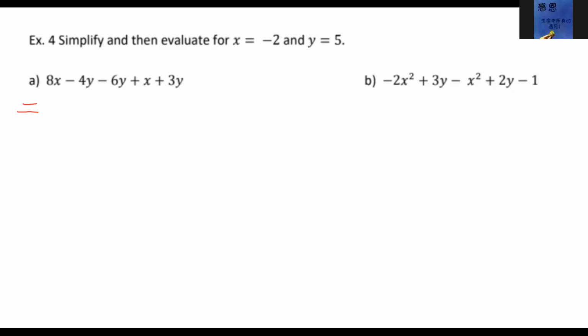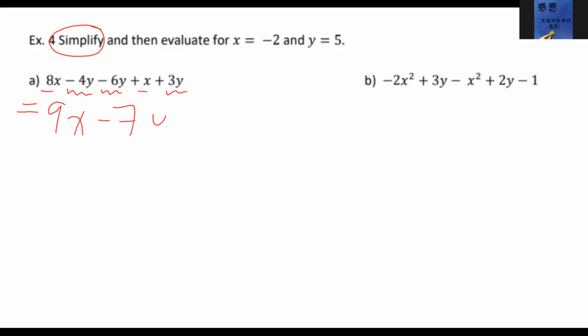Very nice, everyone. Don't forget, you could evaluate right from the beginning, but the question wants us to simplify first. So collect those like terms. 8x plus x is 9x. Negative 4y minus 6y plus 3. So that's negative 10y plus 3, which is negative 7y.